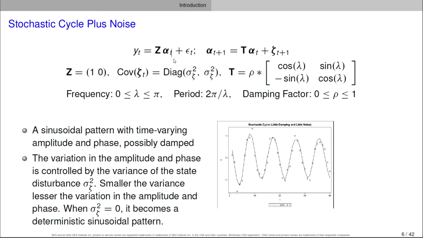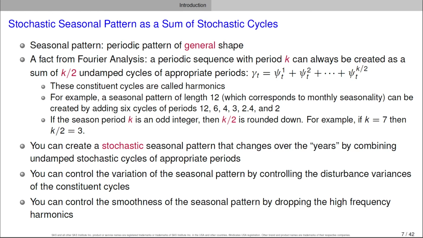As a last example of an SSM, let's consider stochastic seasonal patterns. A seasonal pattern is a periodic pattern of general shape. That is, instead of having a periodic pattern with a very well-defined shape like a sinusoidal shape, this is a periodic pattern of more general shape. That is, it repeats itself every k periods, say, but the pattern of these k time points is not very well defined like a sinusoidal.